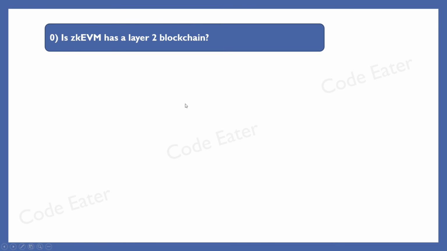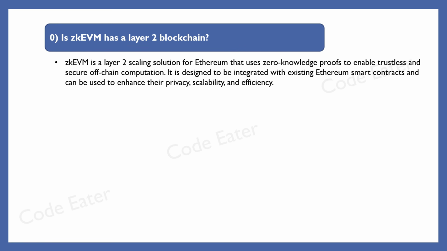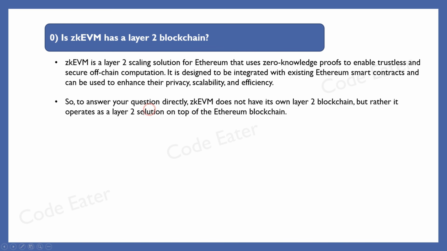Before moving further, let me clarify one important thing: whether zkEVM is a layer 2 blockchain or whether zkEVM is a blockchain or what. No, zkEVM is not a blockchain. Let me clarify this confusion if you have it. zkEVM is a layer 2 scaling solution for Ethereum that uses zero knowledge proof to enable trustless and secure off-chain computation, so the computation is done off-chain. To answer your question directly, zkEVM does not have its own layer 2 blockchain.